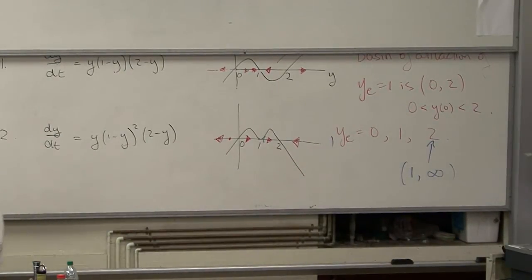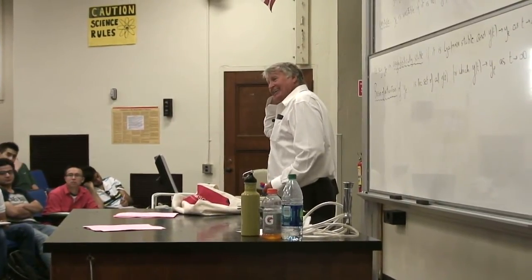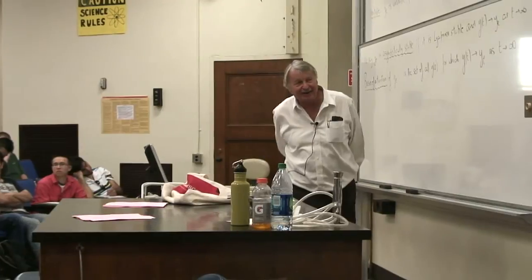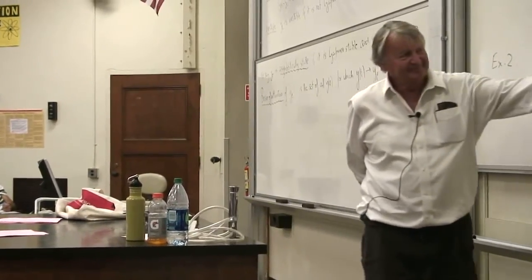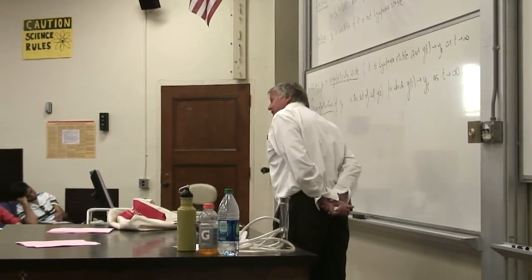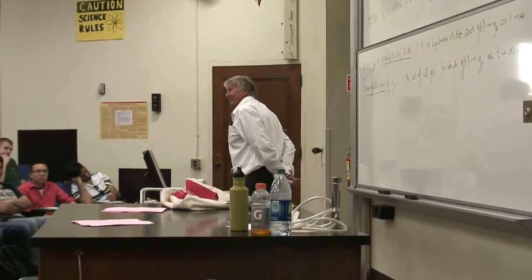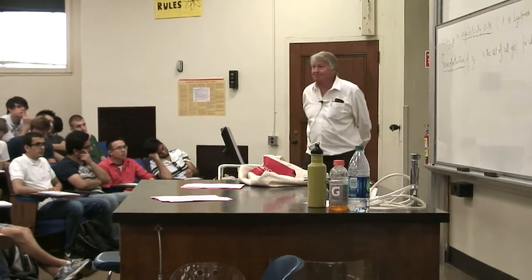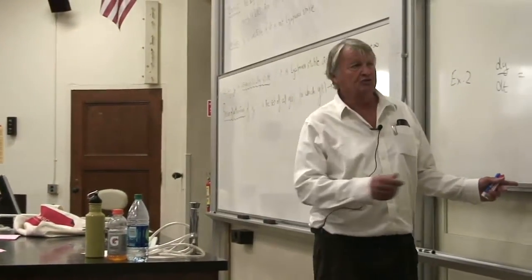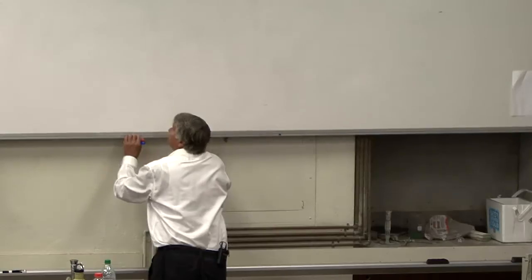Did you say 1 has a basin of attraction? 1 is unstable. But yes, it's semi-stable in the sense that if I start between 0 and 1, I will end up at 1. That's true. But when I get to 1, if a little wind should blow me to the wrong side, I won't stay there. Okay, very good. The next thing we're going to do is apply these ideas to population dynamics.